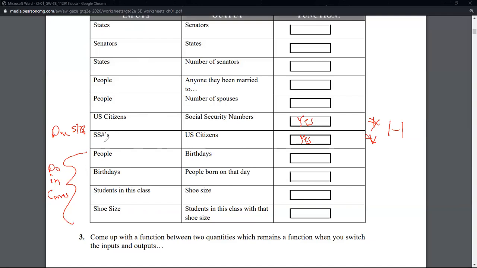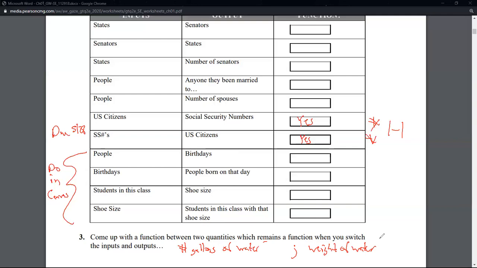We're not going to do number 3. Honestly, people always have a very difficult time with this one. So come up with a function between 2 quantities which remain a function when you switch the inputs and outputs. One of my favorite ones is the number of gallons of water to the weight of water. And it doesn't have to be water. It could be any fluid as long as it's the same fluid, because different fluids have different densities. That's a topic we'll talk about lightly in chapter 3 or 4, one of those 2.